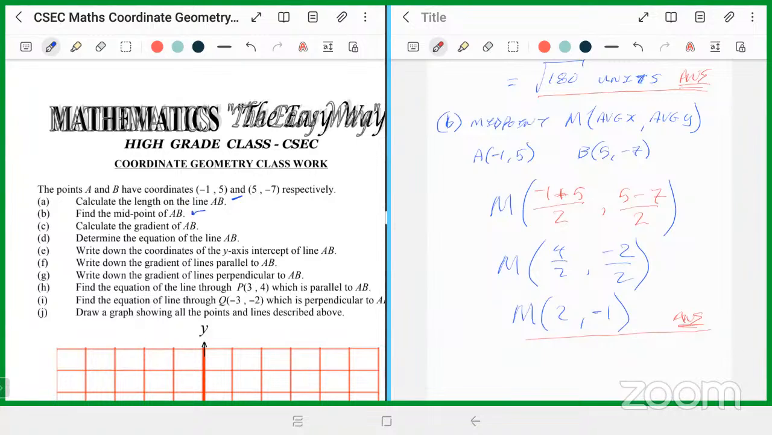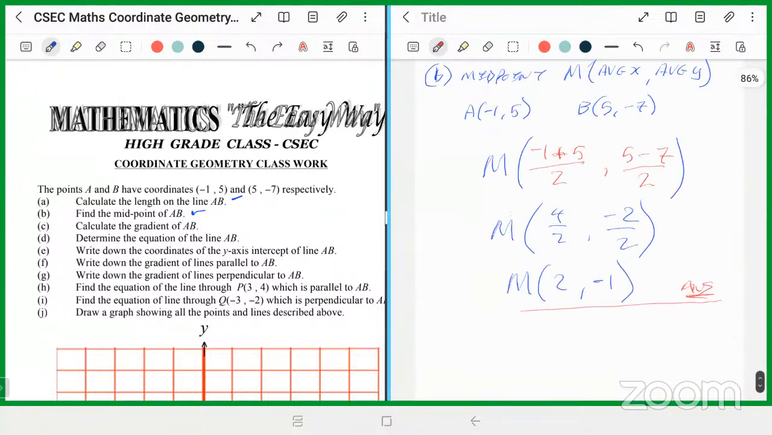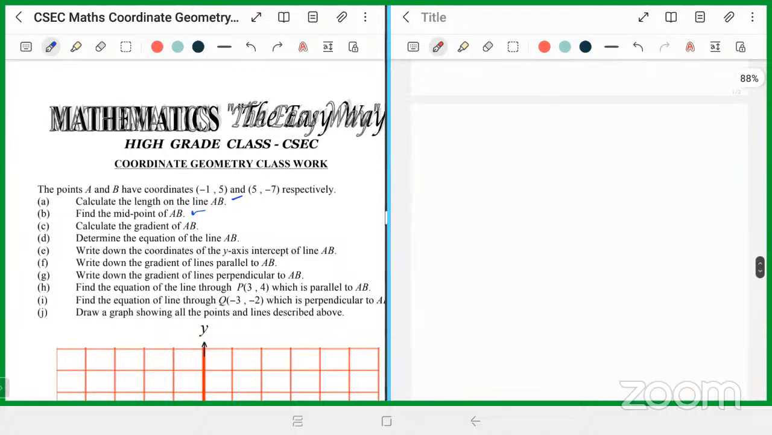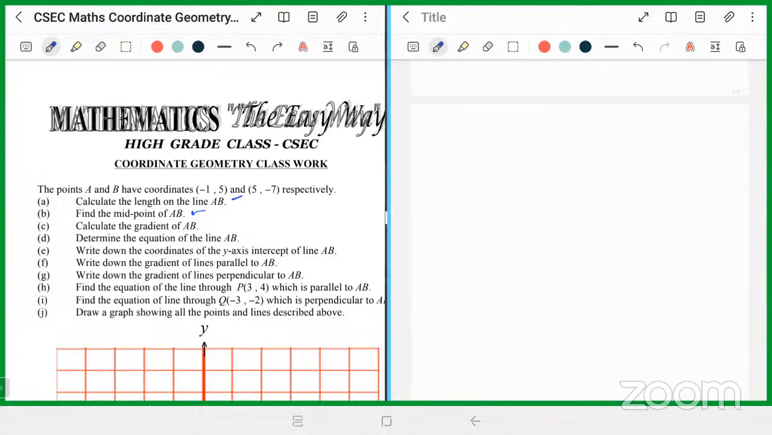Let's go on now and do part C, which was to calculate the gradient of the line. Remember, gradient is the ratio of the rise to the run between the 2 points. All right, simple as that. The rise, remember, is the difference in the y values. The run is the difference in the x values. I'm going to set it up like this now. I'm going to calculate the gradient.